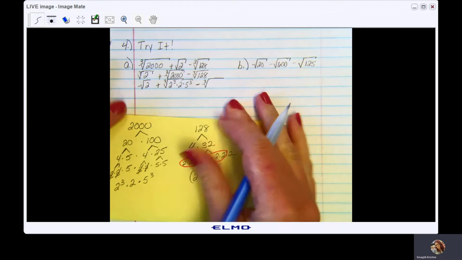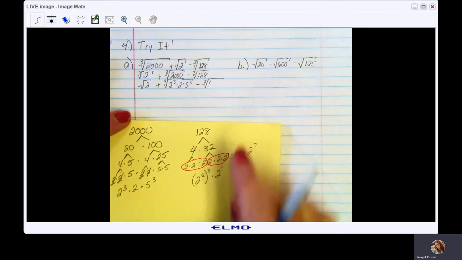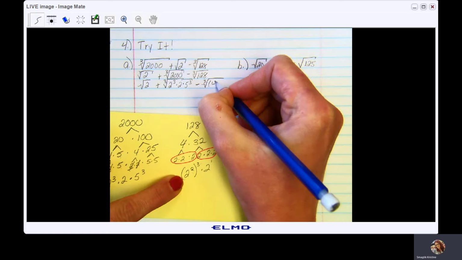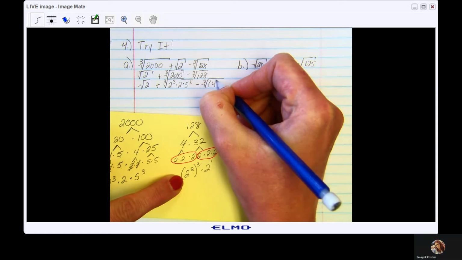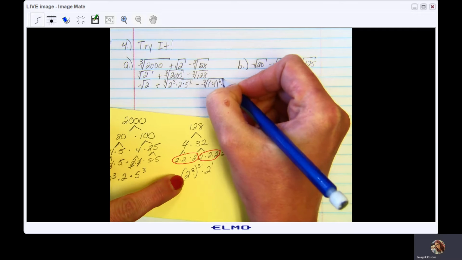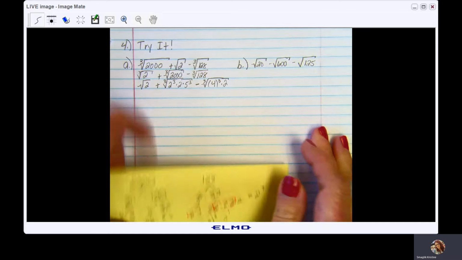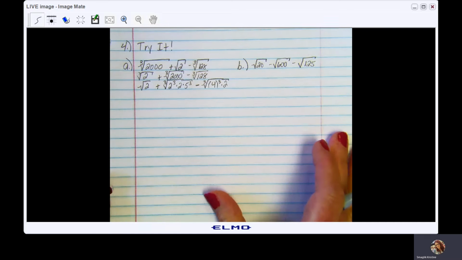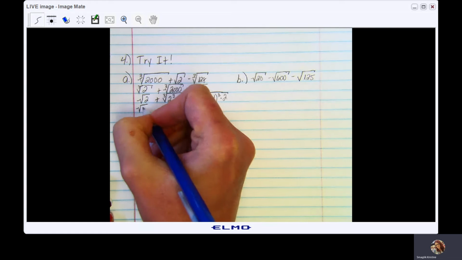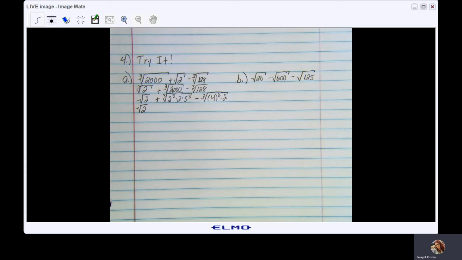Cube root of, I'm going to go ahead and write this. This is 2 squared. 2 squared is 4. So 4 cubed times 2. Okay, so now let's start simplifying. And again, the square root of 2, we can't do anything with it. Now here's where we can start breaking things down.